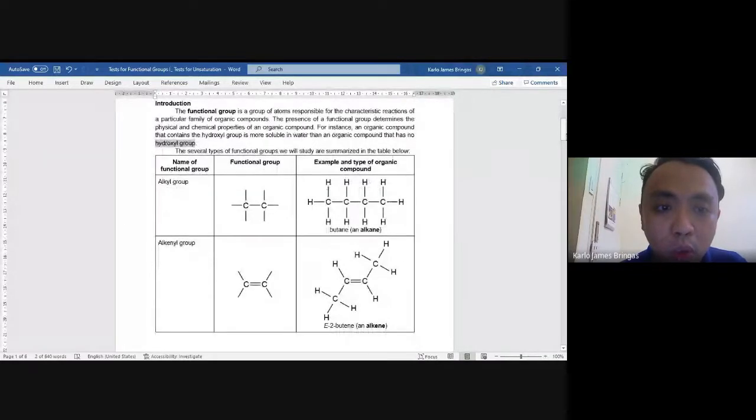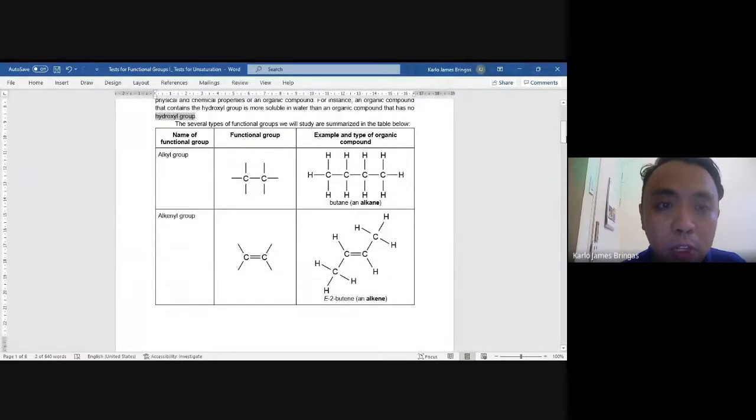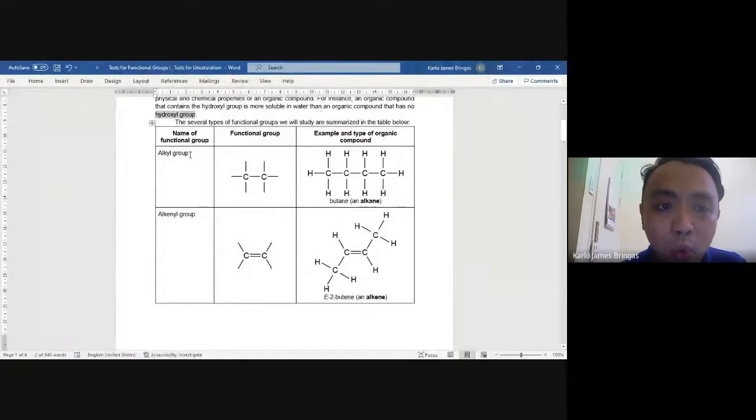So as noted, we'll focus first on the first three functional groups that we have. The alkyl group looks like this one. So you have here a part of our entire organic compound. And if you notice, you just have carbons here. You have a carbon atom bonded to another carbon atom, and there are only single bonds between the carbon atoms. So that is our alkyl group.